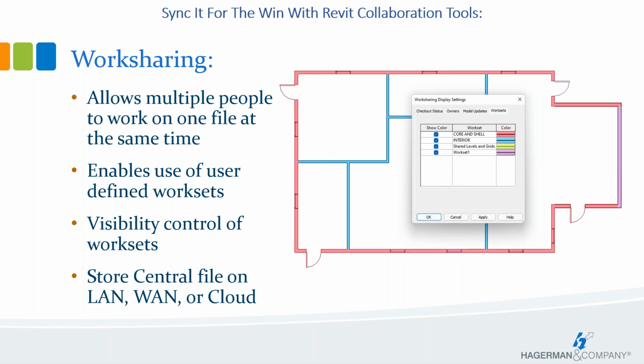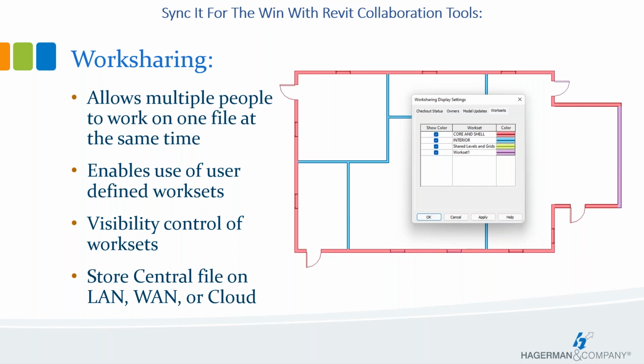For example, you can create a workset for walls that are part of the core and shell of your building, and you could have another workset for just the interior walls. And it doesn't have to be limited to just the walls. In this example on the slide, you can see the doors and windows that are part of that core and shell are set as well.